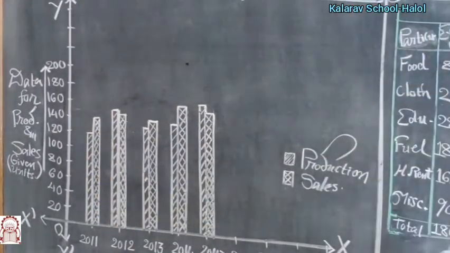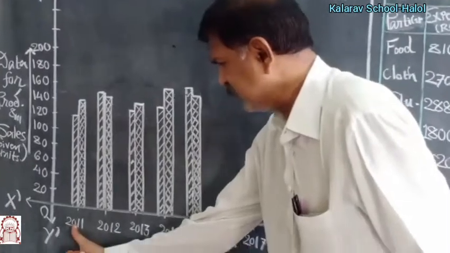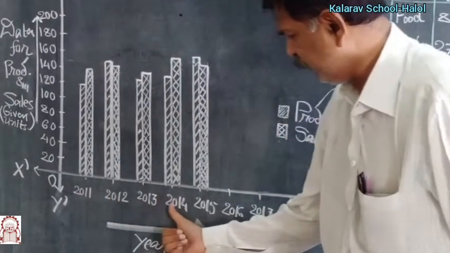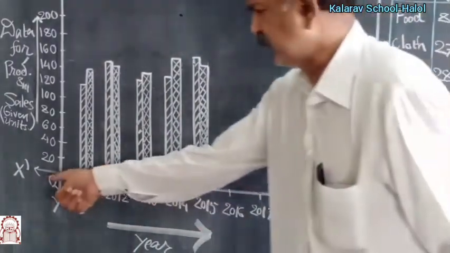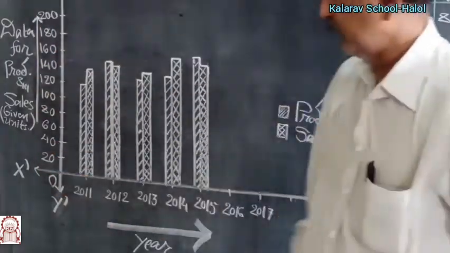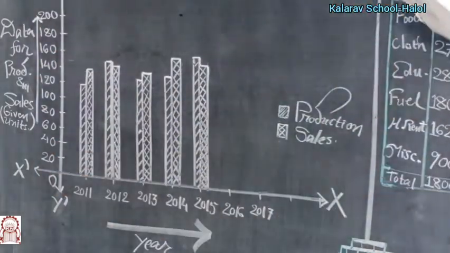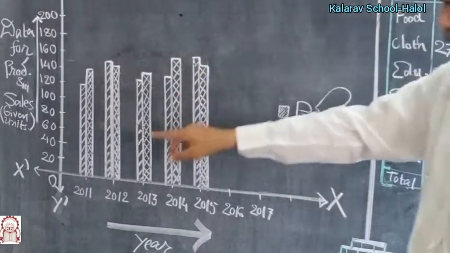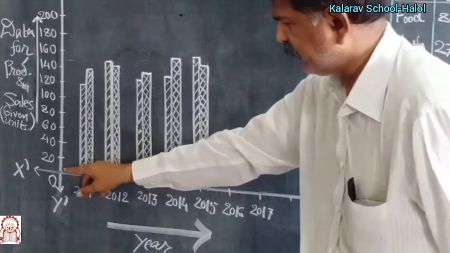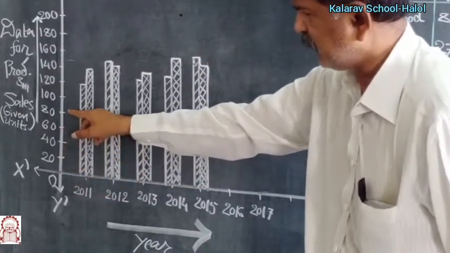See, on the x-axis we have taken the year, that is time: 2011, 12, 13, 14, 15, etc. On the y-axis, the data for production and sale. Generally the maximum number is 160. Therefore, taking 20 units to 1 centimeter: 20, 40, 60, 80, 100, etc.